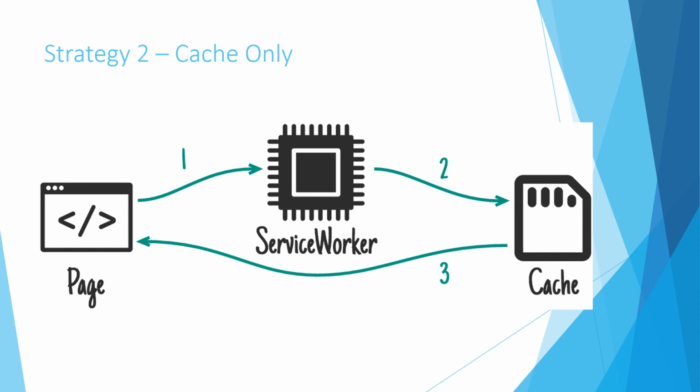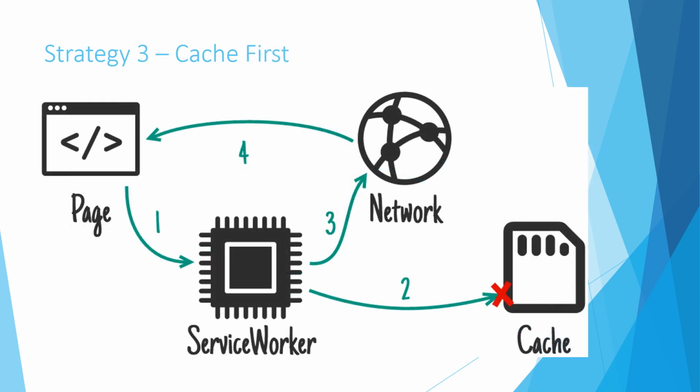Strategy number 2, that is, cache only. This one is the easiest among all strategies. As you can guess by the name itself, it means all the requests done by the page will go to the cache via the service worker. The cached response is served from the cache. In this strategy, no request reaches the network. You can use this kind of strategy in applications like calculation apps where you don't have to reach any network. Any application using this strategy can work fully offline.